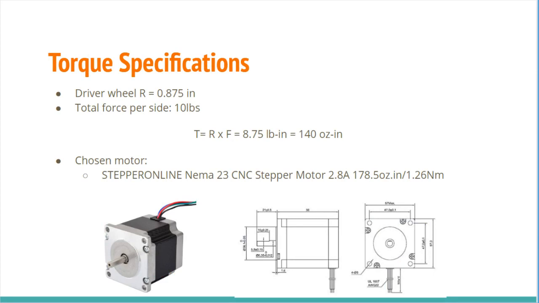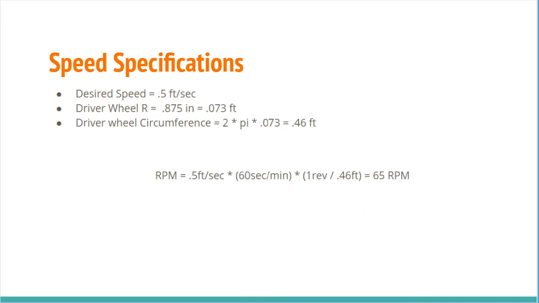With a total weight of about 10 pounds per side, a desired torque of 140 ounce-inch was calculated. In order to accommodate for any frictional losses like sand or hills, a motor of 178.5 ounce-inch was chosen. In order for the water bottle to get caught by the conveyor system, a fast enough speed was required in order to create momentum of the water bottle. With a desired speed of half a foot per second, that gave us a necessary 65 RPM per motor.